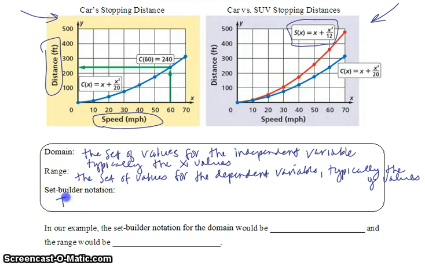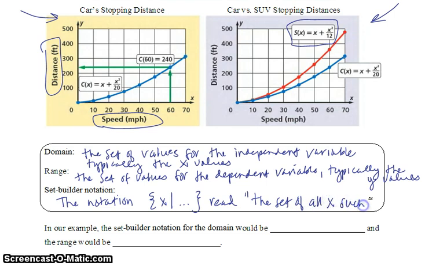So we can say the notation, and we use a brace, and then we say x, and then a line, and dot, dot, dot, and another brace. And we read it as the set of all x such that, and dot, dot, dot. And I'll show you an example down below on how you would write it and read it.